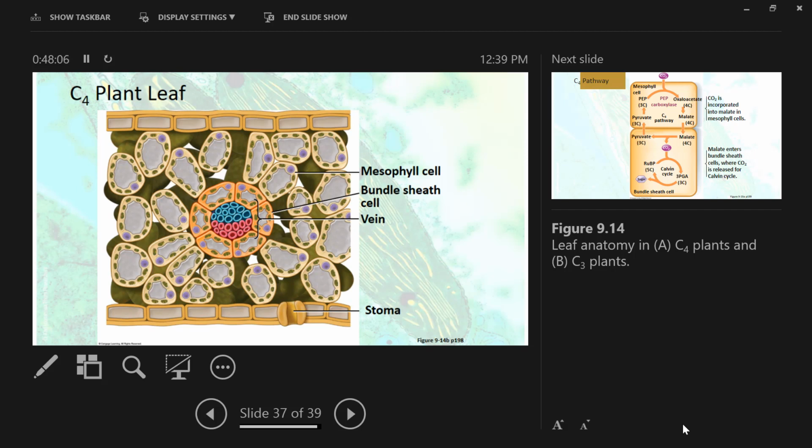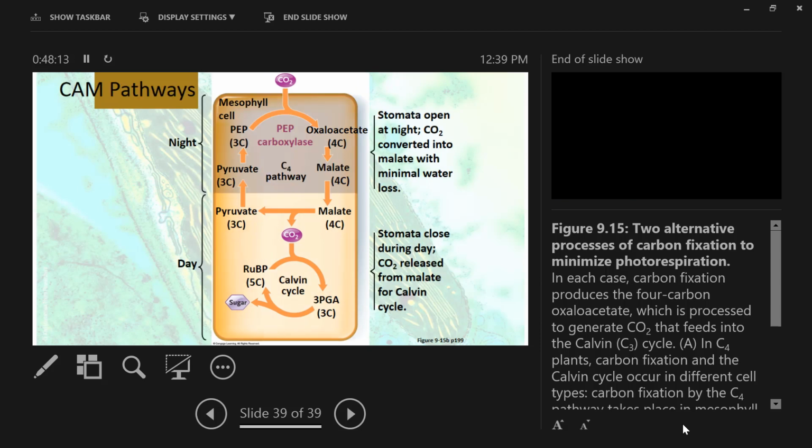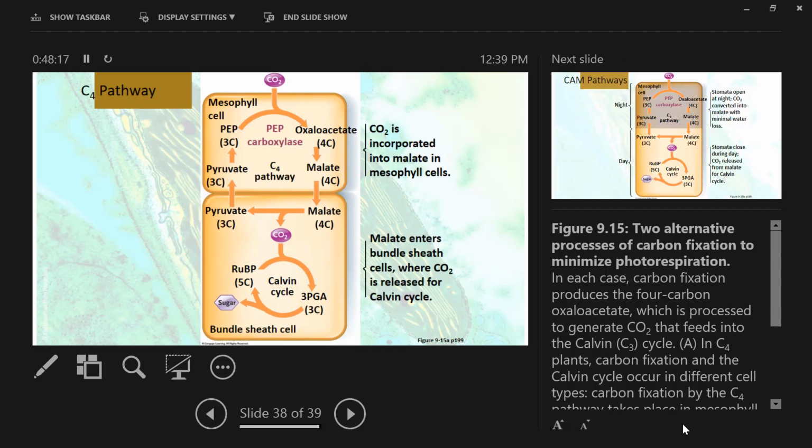A CAM plant would look just like a C3 plant. And then you can see these C4 pathways and the CAM pathways, they're virtually identical, except for whether they happen in different cells or they happen at different periods of the day. So the CAM plant strategy is to separate the C3 cycle and carbon fixation based on time and not on location. The C4 plant strategy is to separate the location, but not the time.